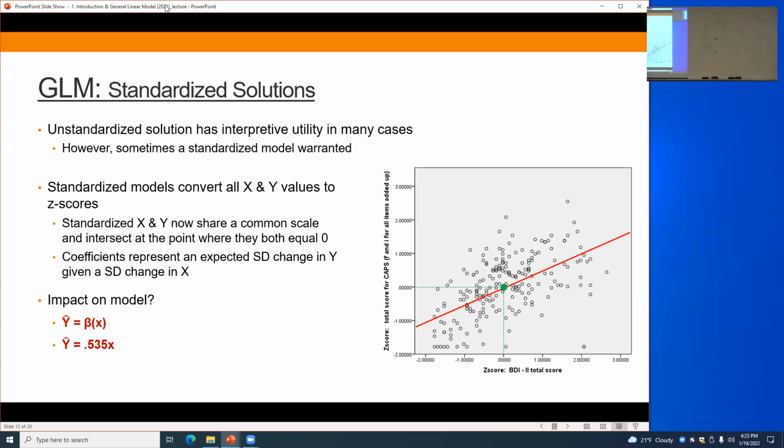Yeah, if I have a bivariate regression where I have x and y, right? Just one predictor and one outcome. What is my standardized regression coefficient? What's that equal to?